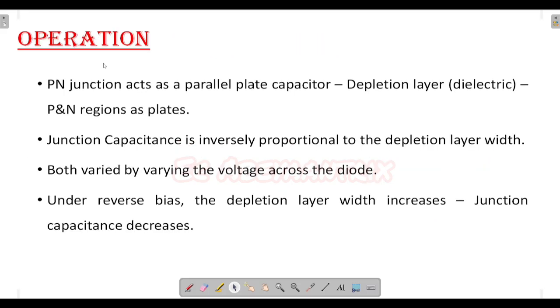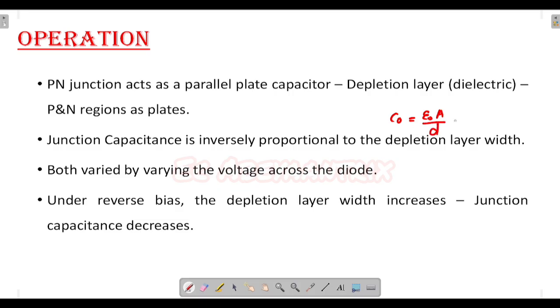And coming to its operation, in a Varactor diode, the PN junction acts as a parallel plate capacitor. The P region and N region act as the parallel plates, and the center depletion layer acts as the dielectric, as in a capacitor. So it looks like a parallel plate capacitor. Coming to junction capacitance, it is inversely proportional to the depletion layer width. We have learned, as I said in the previous topic, C equal to epsilon naught A by D.